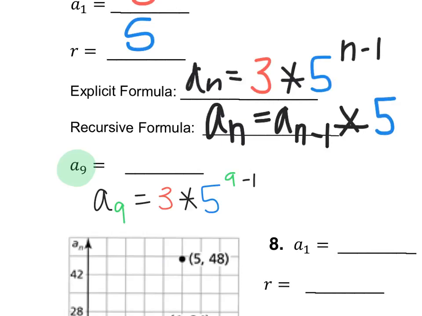And you can plug all that in the calculator if you want to. And it's going to give you something large. It gives you like 1 million something. Okay, 1 million what? 171,875. Okay. So the 9th term is 1,171,875.